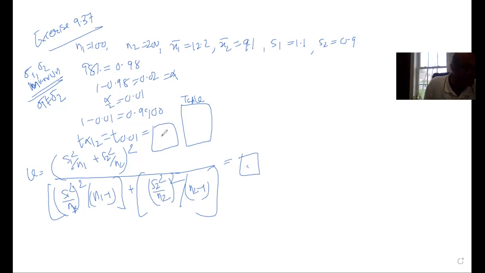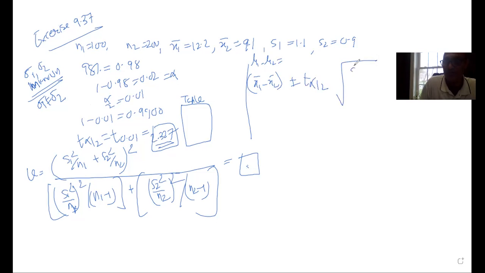I calculated this value, and it is 2.327. That is my t 0.01. Now I'm going to plug this value in my formula, x1 bar minus x2 bar, which is actually nu1 minus nu2, plus or minus t alpha by 2 times the square root of S1 square by N1 plus S2 square by N2. So if you plug the values, you get 12.2 minus 9.1 plus or minus t alpha by 2, which is 2.327. You can write it like this if you don't want to write the whole expression; otherwise you can use the whole expression given on page number 290, first equation.